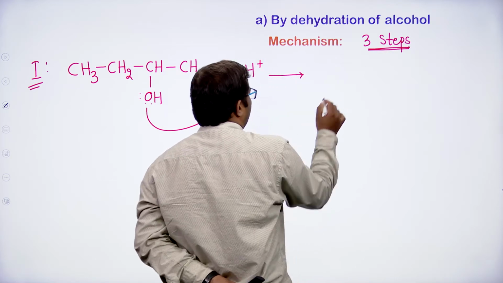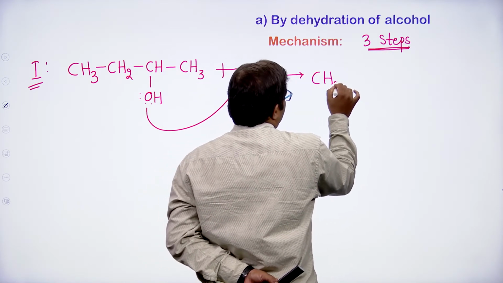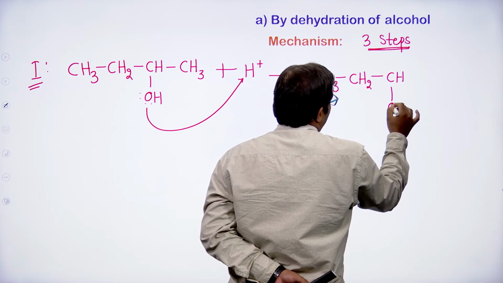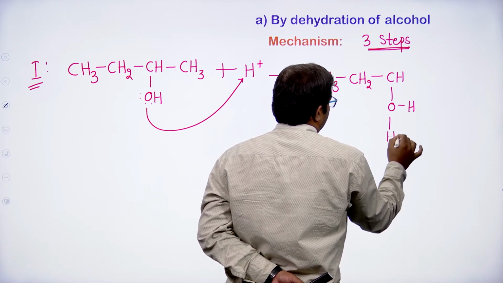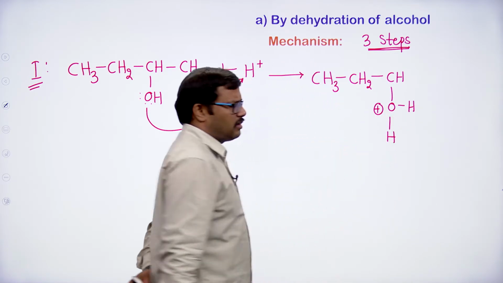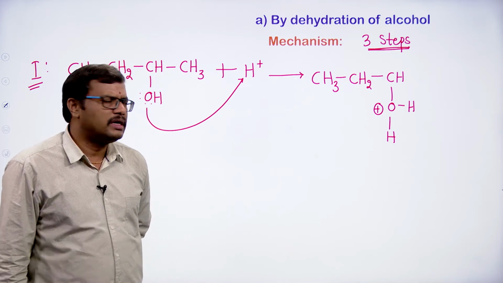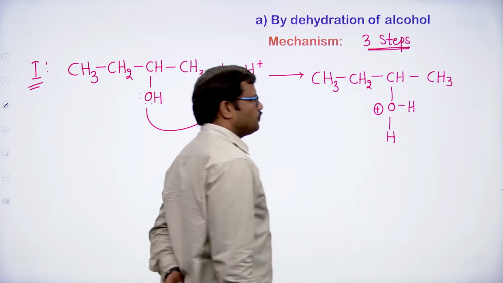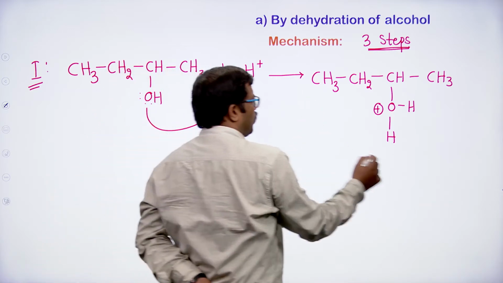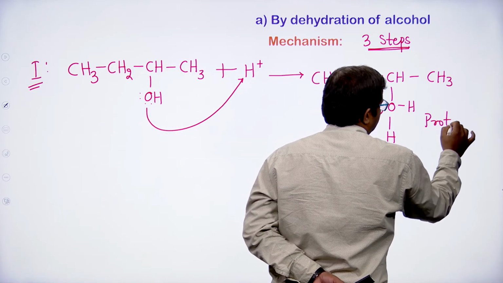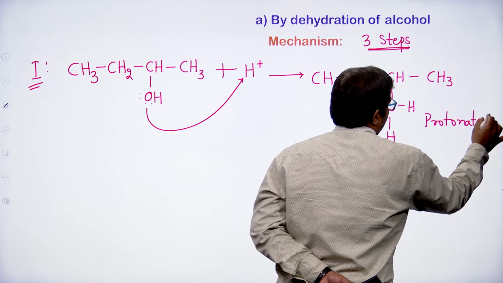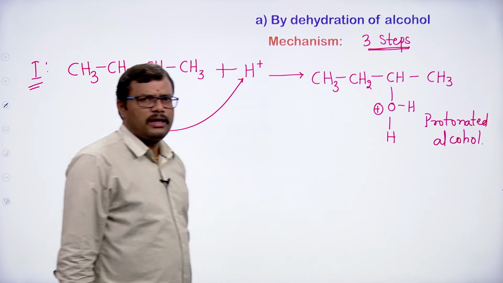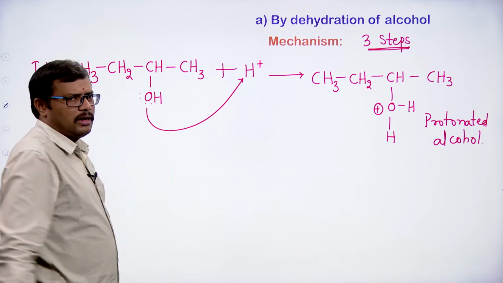So we get the corresponding protonated alcohol, that will be CH3, CH2, CH, OH, and on this side H. Since oxygen is giving its electron pair for bonding with the H+, it is having a positive charge, and we have CH3. So this is known as protonated alcohol. Protonated alcohol is formed from the alcohol by the attack of H+ on the alcohol.